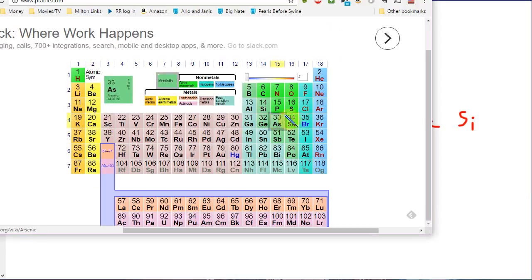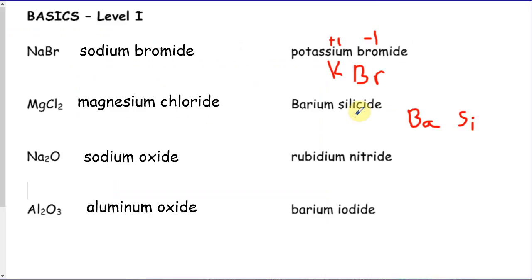And silicide is the plus or minus 4. So then I always ask, well, which version is it? Is it the plus 4 or the minus 4? Well, since silicide is written last and it ends in -ide, that's your indicator that it's the anion version of silicon. And so the anion version would be minus 4. And the barium was a plus 2.